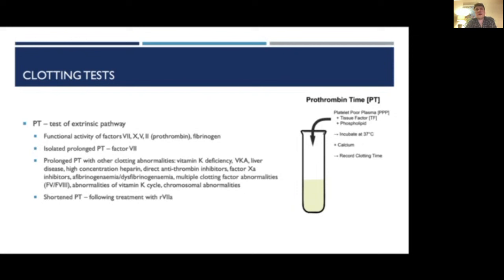Some people worry going the other way, if the PT is very quick, so it's a low time, that may be significant. And normally, for the prothrombin time, it only really happens if we give them a medication such as recombinant 7A. So we're giving them a fake factor 7, which will cause a shorter time because it's happening so fast.